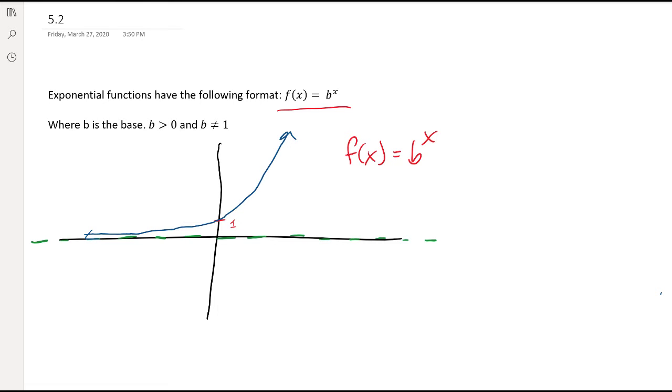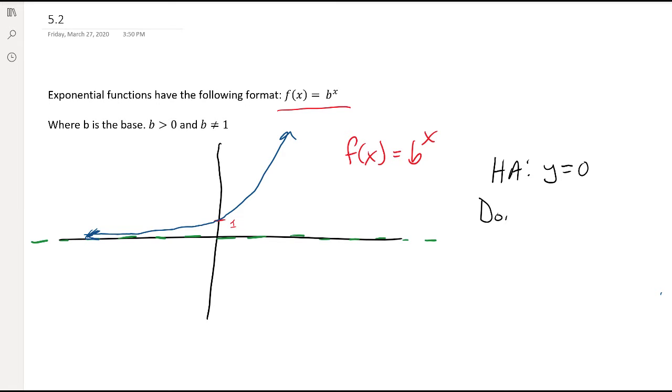All right, so there you go. That is your basic exponential graph. What are some quick facts that we can gather from that graph? Well, we already said that the horizontal asymptote is the equation y equals 0. We approach the x-axis, but we never cross it.